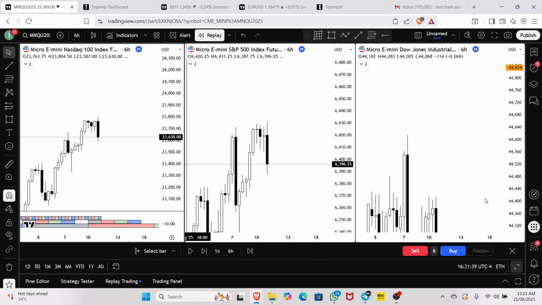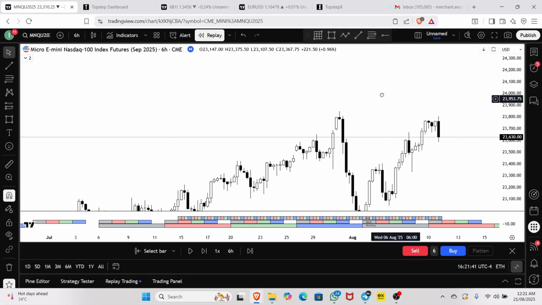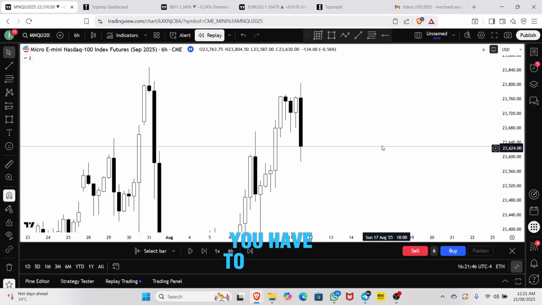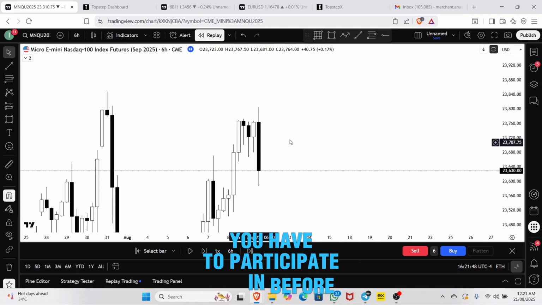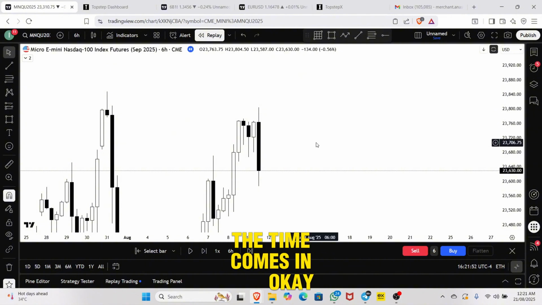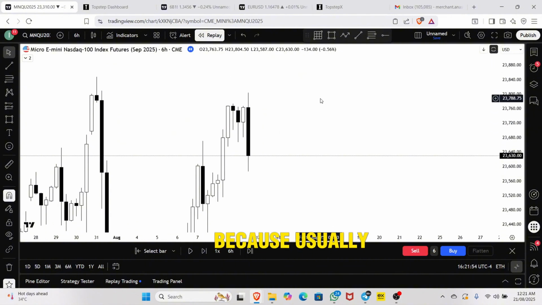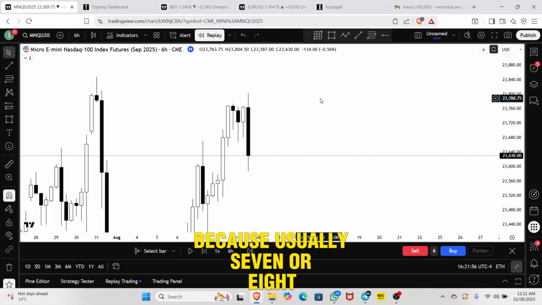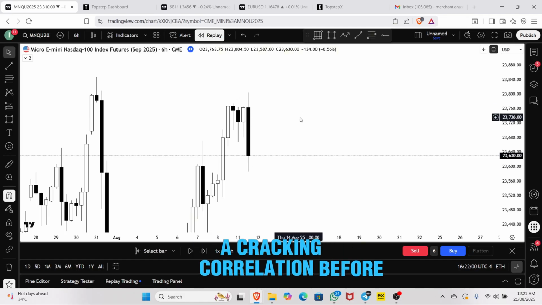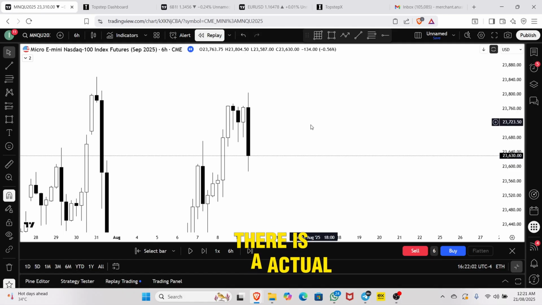So CPI days are something which you have to participate in before the time comes in. Because usually 7 or 8 out of 10 times, you're gonna see that there is a crack in correlation before there is an actual trade or the actual move, like the 8:30 move.